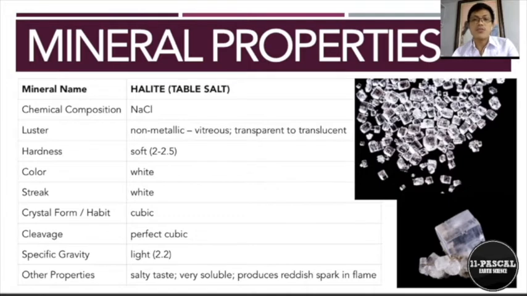We will differentiate later what we mean by these properties, like for example, streak. Crystal form or habit is cubic. So obviously you can see here it is cube in appearance. The cleavage is perfect cubic. Specific gravity is 2.2, which is considerably light. Other properties unique for this substance: it has a salty taste, it is very soluble, and it produces a reddish spark in a flame test.